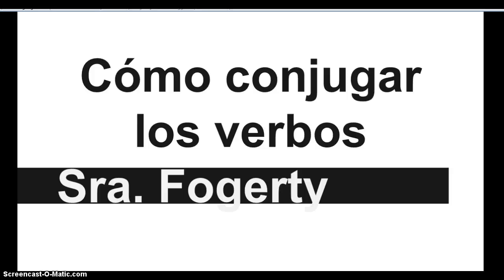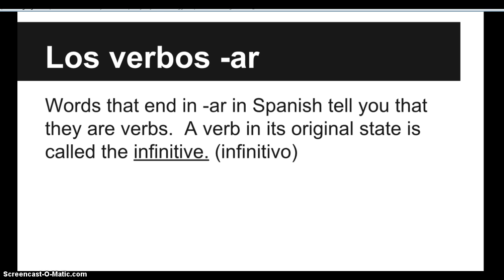Buenas tardes, clase. Today vamos a learn cómo conjugar los verbos. Verbos son muy importantes en la clase de español. In español, there are tres grupos de verbos.